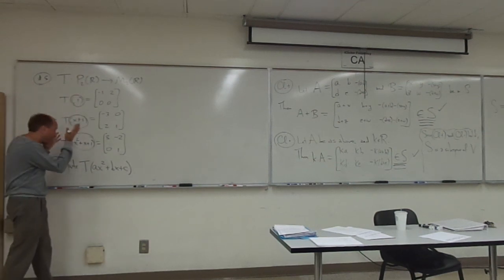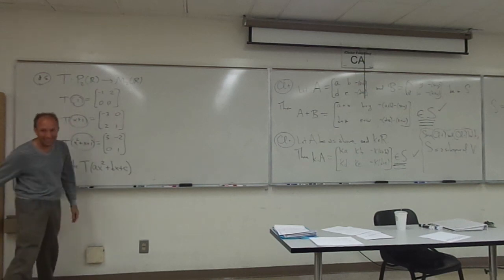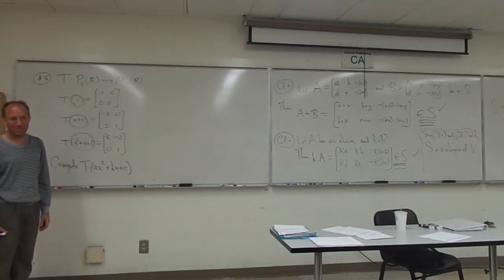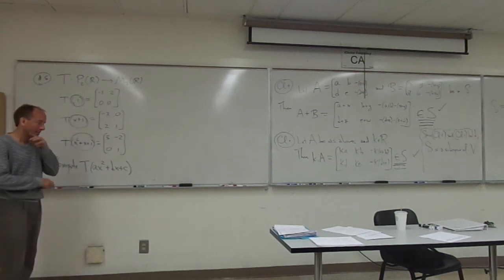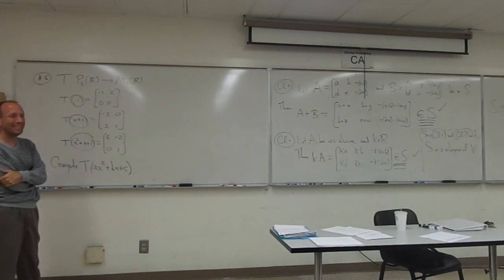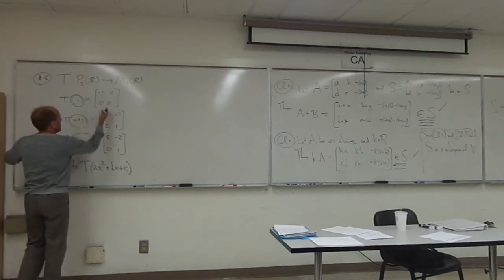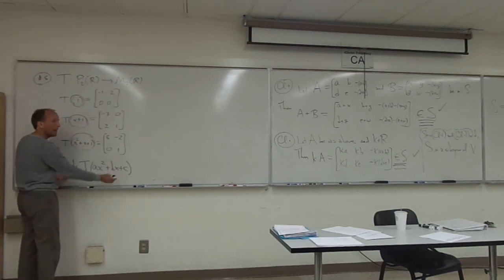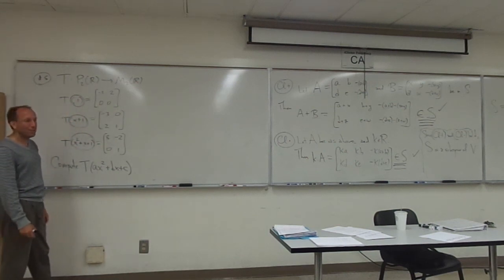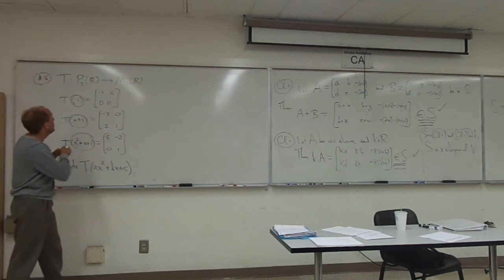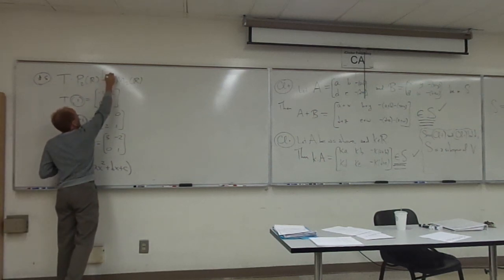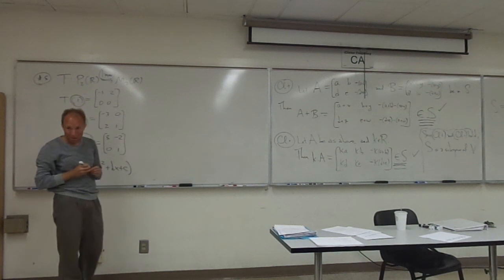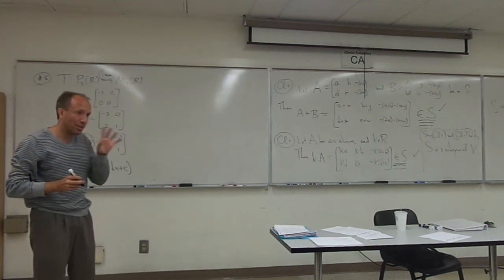Just based on telling you those three things, supposedly we can now find T of anything in the whole space. Does anybody know why? Just based on these three givens, I claim you can write down a general formula for T of anything. This is assuming that T is linear. We're going to assume it's a linear transformation.